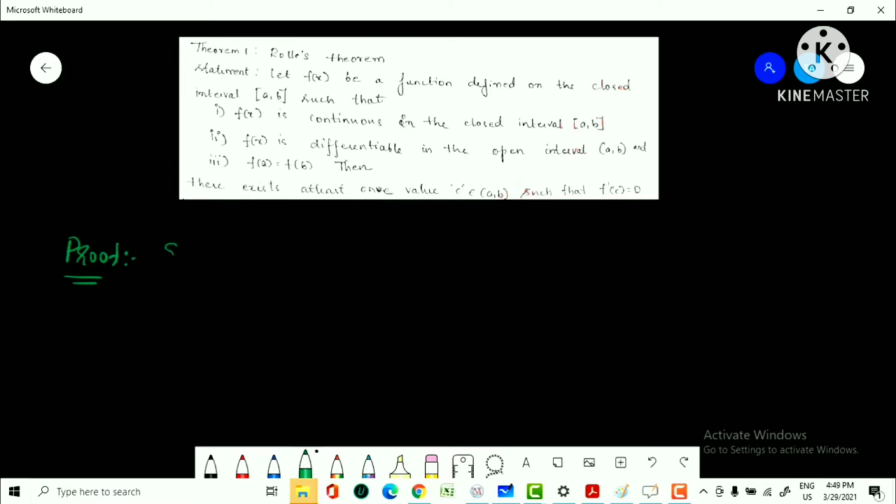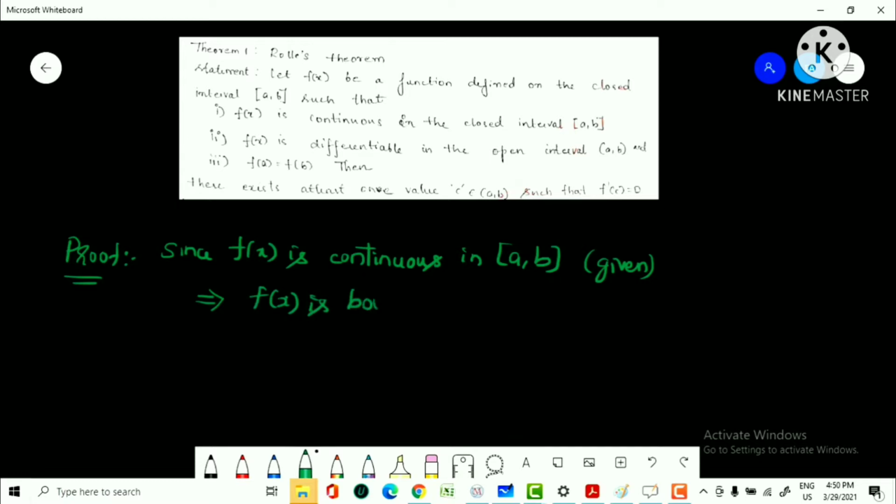We will start with, since f of x is continuous in the closed interval a comma b. From where we got this? It is given. Okay. Now we can say, since f of x is continuous in the closed interval a comma b, f of x is bounded.